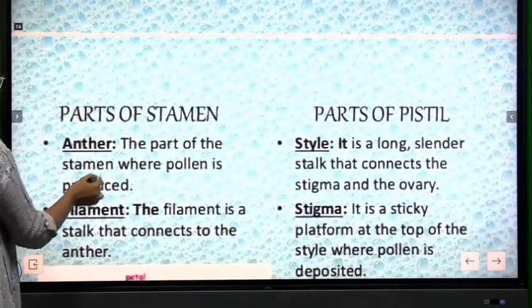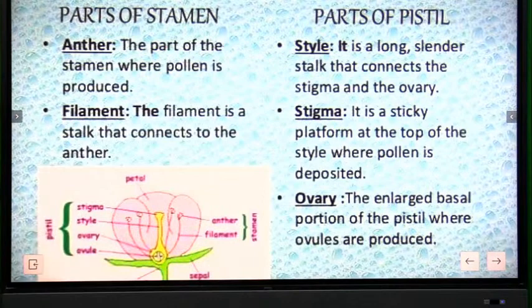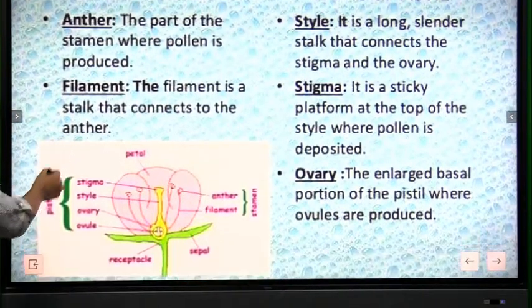After that, the parts of a plant we will talk about. There are five parts I have told you about: anther, filament, style, stigma and ovary. Anther is the part of a plant where pollen is produced. After that, filament. The third is style. It is a long slender stalk that connects the stigma.